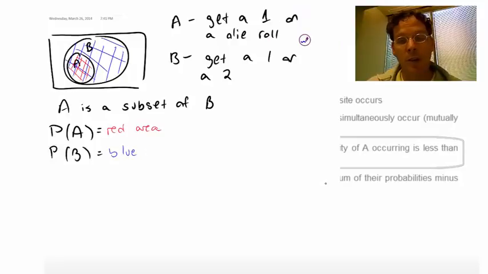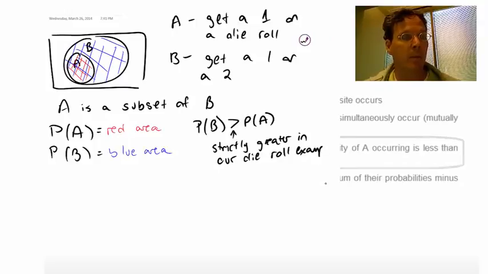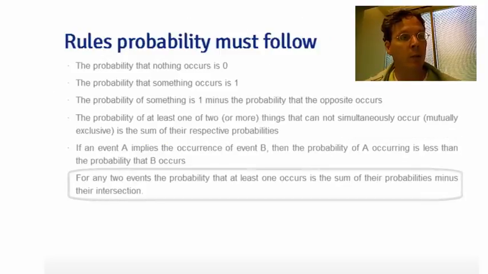So I think we intuit this very easily. For example, the probability that we get a 1, the set A, is less than the probability that we get a 1 or a 2, the set B. Then this final bullet point is very useful. For any two events, the probability that at least one occurs is the sum of their probabilities minus their intersection.